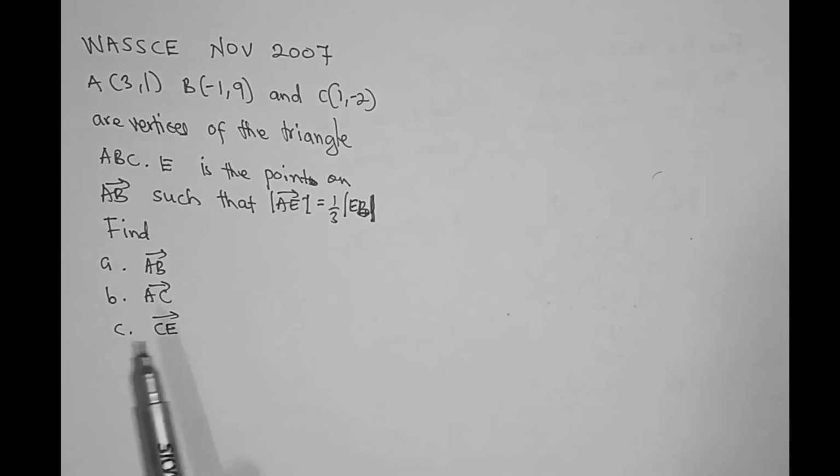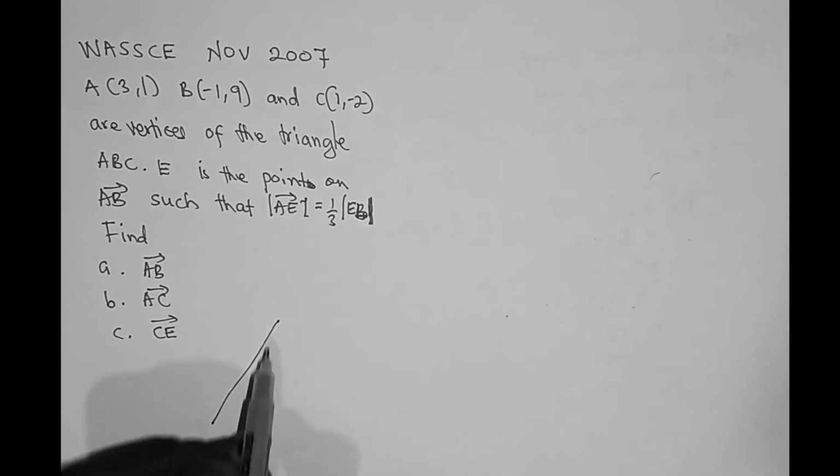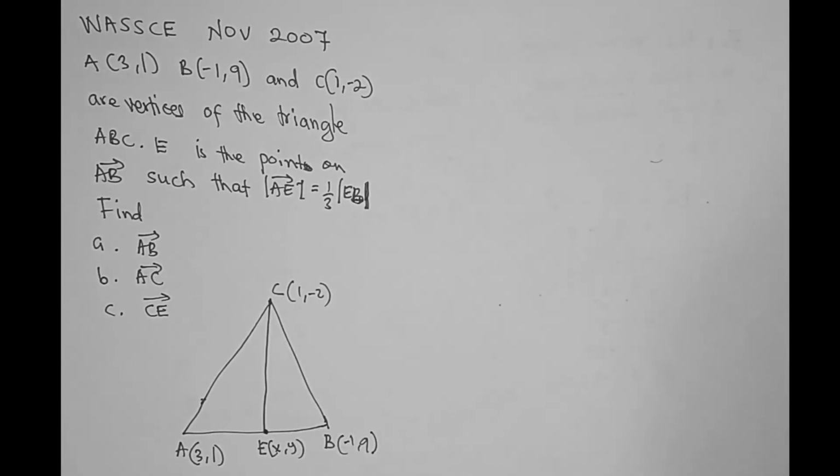So let's sketch the triangle. So this is how our triangle will look like, triangle ABC. So the coordinates of A are 3, 1. The coordinates of B are -1, 9. The coordinates of C are 1, -2.